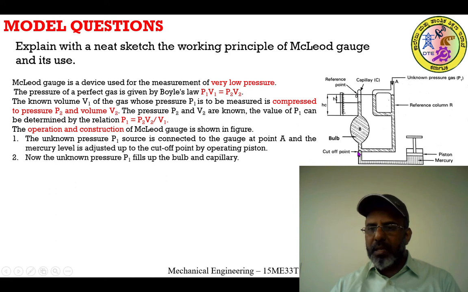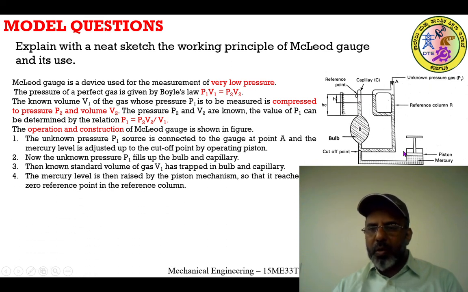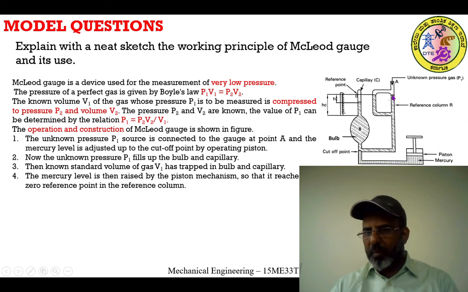Initially, with the mercury level only up to the cutoff point, the unknown pressure P1 is connected at gauge point A. This fills the bulb B and the capillary. Now the gas is trapped, whose pressure P1 is unknown and whose volume V1 is known, in the bulb and the capillary. Once it is trapped, the mercury level is raised by the piston mechanism up to the zero reference level in the reference column.